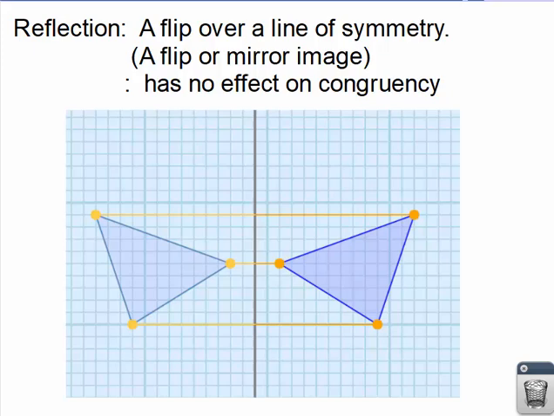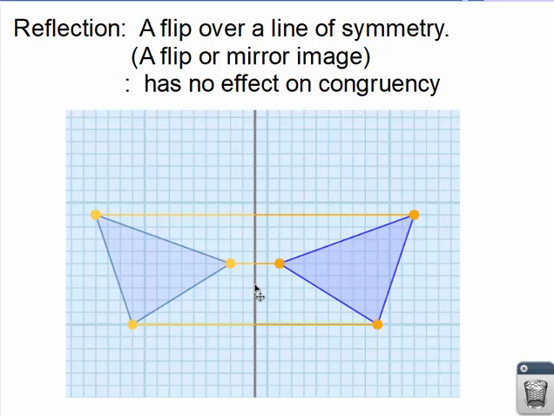Next one, we have a reflection. We commonly call this one a mirror image or a flip. A reflection is a flip over a line of symmetry. So we're going to have some sort of a line that we're going to flip it over. I took this figure here, I flipped it to make this one. So I flipped it over that line of symmetry.